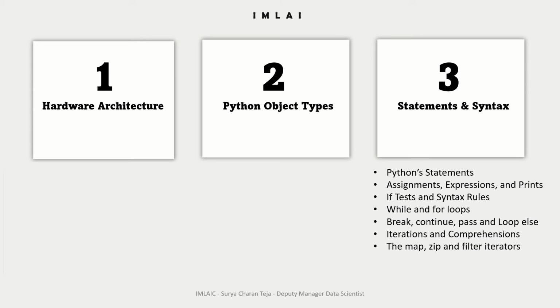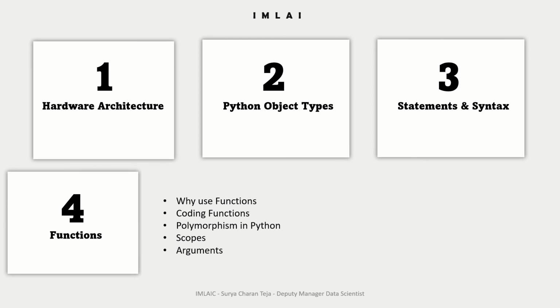So we will look into the statements, assignments, expressions, and then basically syntax rules, and then for loop, while loop, and most important keywords that we use in while and for loops: break, continue, pass, and loop else. And to make these while and for loops iterable, the actual functions which are working behind the scenes, those are iterations and comprehensions, and then map, zip, and filter iterators. These are the things we are going to look at in the statements and syntax module.